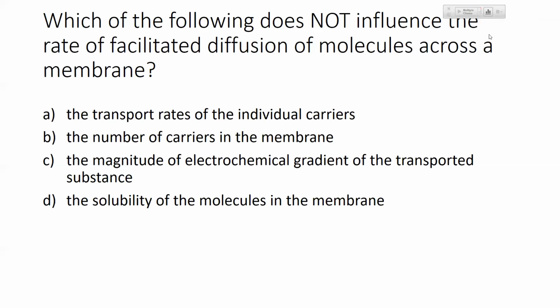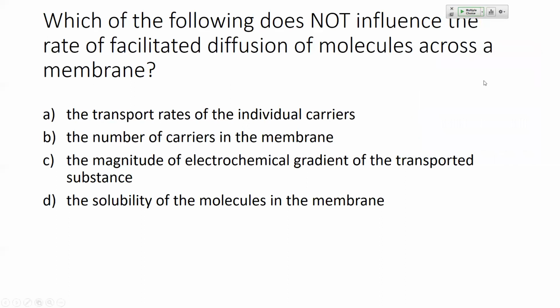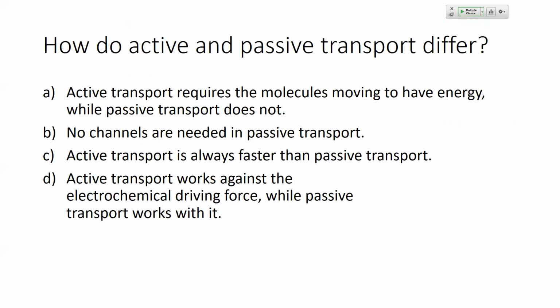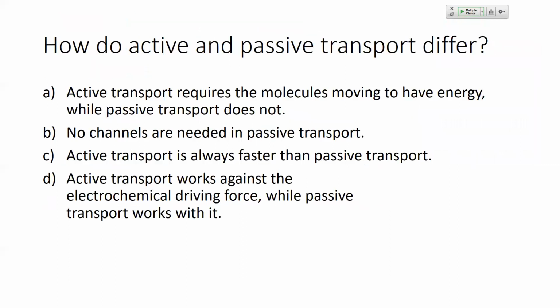Okay, so let's see. We got D. So D is correct. Which of the following does not influence the rate of facilitated diffusion? So facilitated diffusion requires a carrier, and so the solubility of the membrane is not important. Whether or not it's lipid soluble or hydrophilic or hydrophobic is not important because we have a carrier. All right, let's go on to the next.